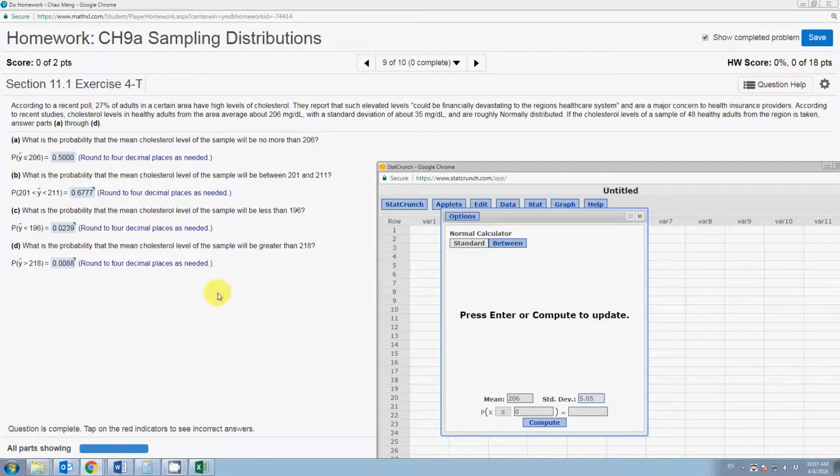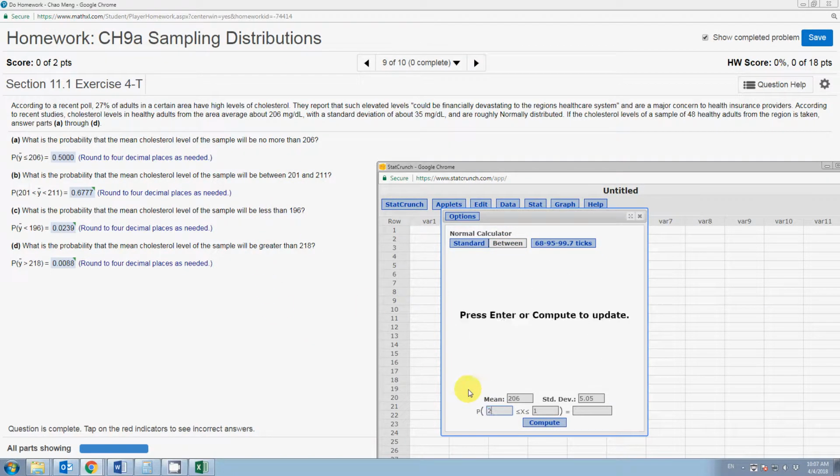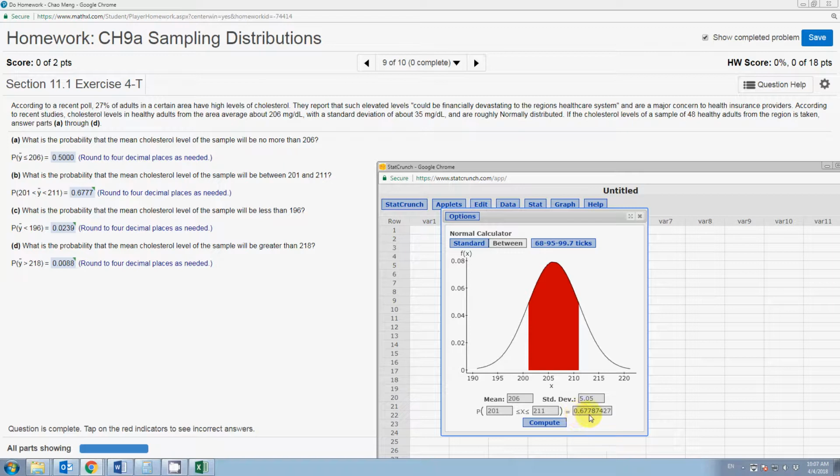So the first one is the sample mean is less than 206. The sample random variable, sample mean, is less than 206. So 0.5. And the second one, what's the probability that the sample mean is between 201 and 211? So we have to use the between option. So between 201 and 211. Okay, so we get the probability. And then we can follow the same way to calculate part C and part D.